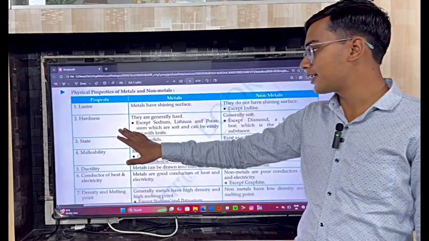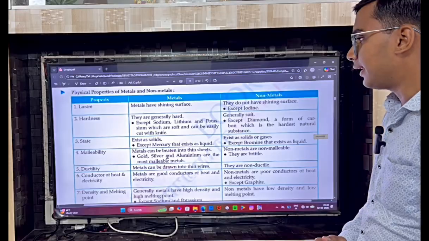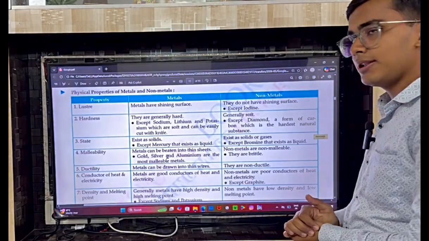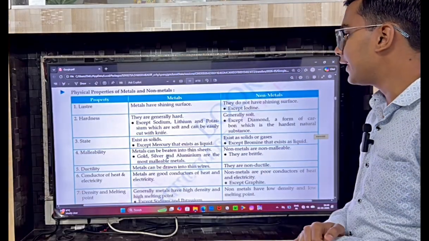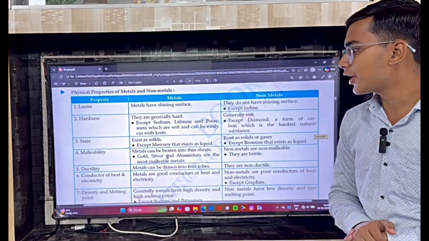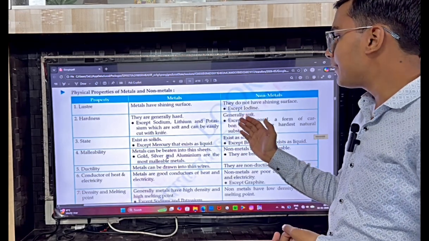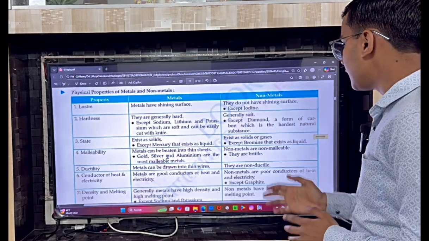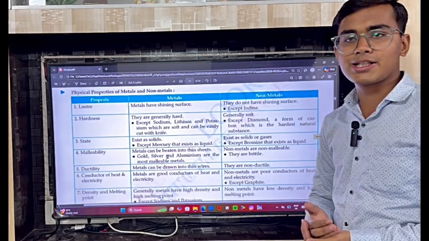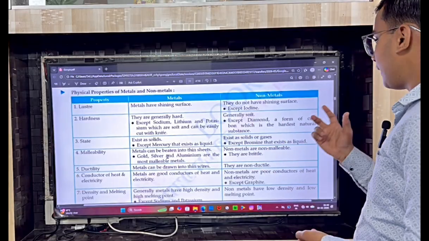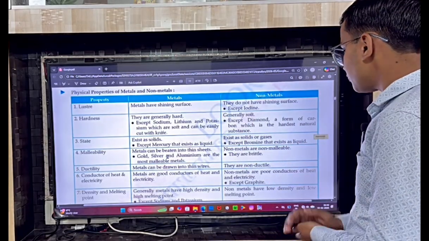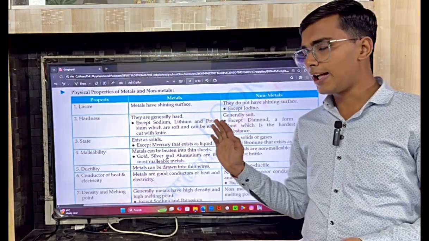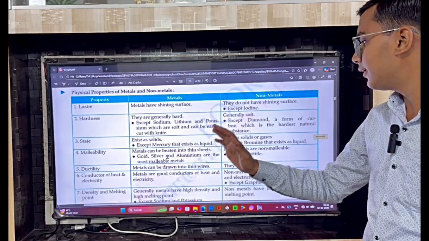Second property is hardness. Metals are generally hard in nature, while non-metals are generally soft in nature. For example, sodium, lithium and potassium are soft and can be easily cut with a knife. In non-metals, the exception is diamond. Diamond is very hard on the surface and unbreakable by hand. Diamond is a form of carbon and is the hardest natural substance. Diamond is a non-metal, so it is the exception.